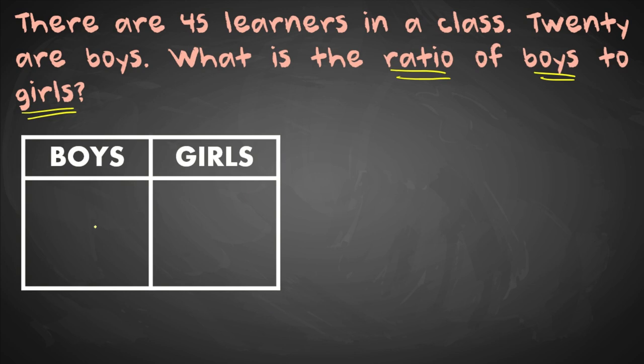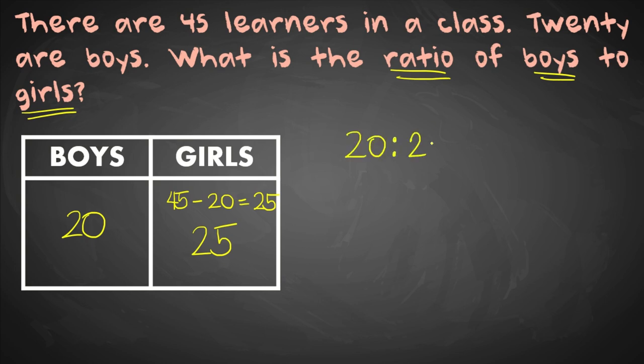So given yung number of boys, which is yung 20. So we have 20 boys, and yung girls hindi given pero binigay kung ilan lahat yung learners. So we have 45 learners minus 20 boys. So ilan ngayon yung girls? So 45 minus 20 is 25. So we have 25 girls. So the ratio of boys to girls is 20 is to 25. So again ha, kung ano yung unang binanggit, boys muna and then girls. So 20 is to 25.